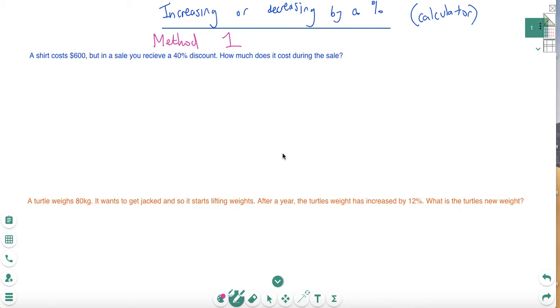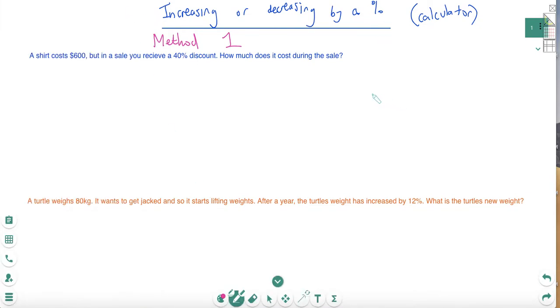Today we're going to be covering increasing or decreasing by a percentage and using a calculator. So, to increase or decrease by percentage, there are two methods, okay? I'm going to show you both methods, method 1, method 2, and there's one method I'd prefer you to use than the other, so we're going to look through both of those methods together. So, increasing or decreasing by a percentage.